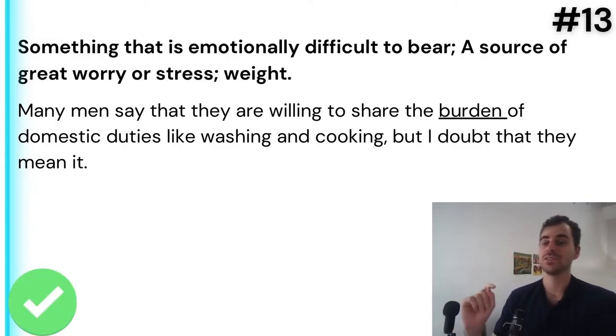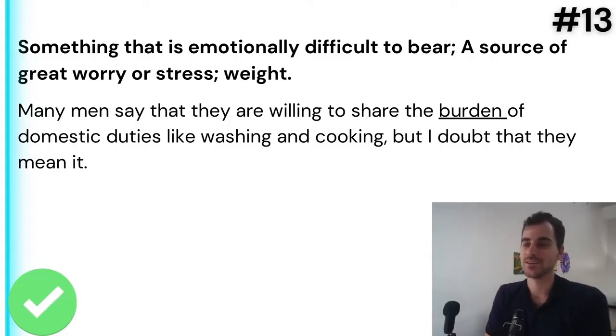Something that is emotionally difficult to bear, a source of worry or stress, a weight. So if we want to share the burden, it means we're going to do this task together.